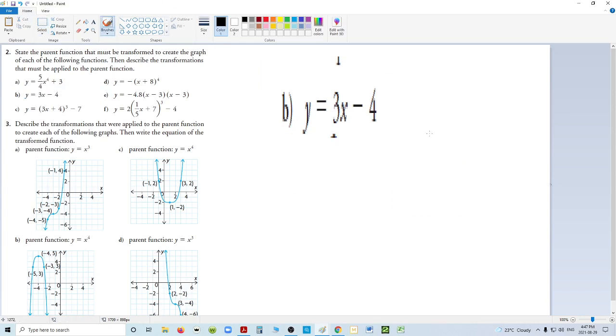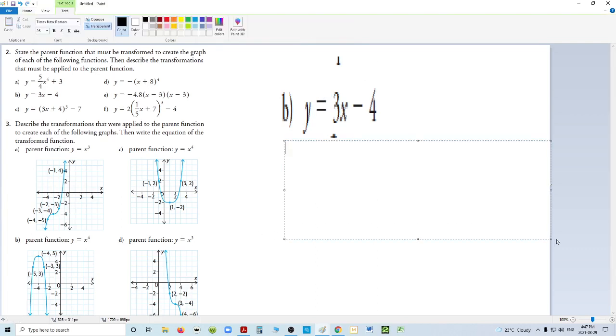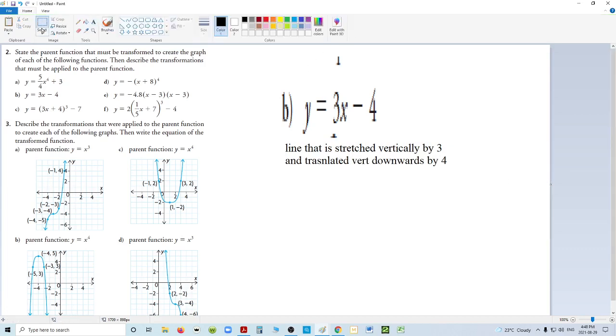So when it's written like this without brackets, you know that this one is a y and this one's a y. So the only thing that's happened here is we have a line with a slope of 3 that is stretched vertically by 3 and translated vertically, sorry about spelling, downwards by 4. And that's all that's happening to that one. And you just keep going through those, and what they want you to do is get used to expressing it in words.